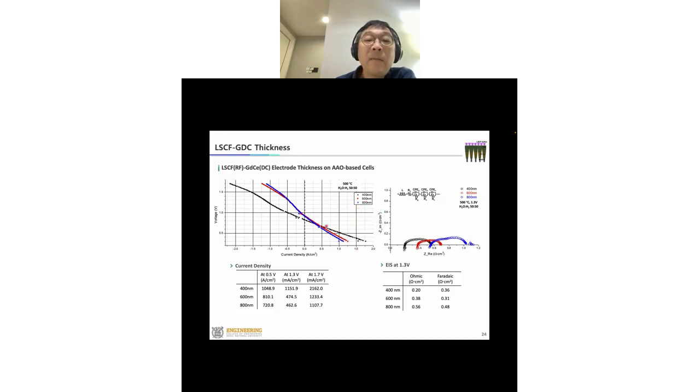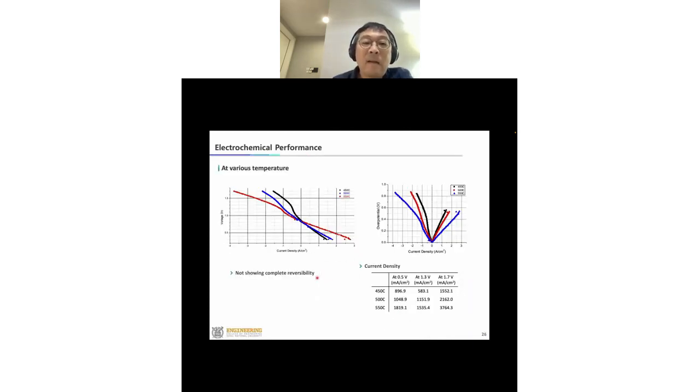We observe that if it's thin, the oxygen goes through a lot, but there is some problem with low voltage. And if it's too thick, the performance also degrades, because the oxygen diffusion through the electrode is not good in this case. So we also observed this kind of information about how to control the thickness.